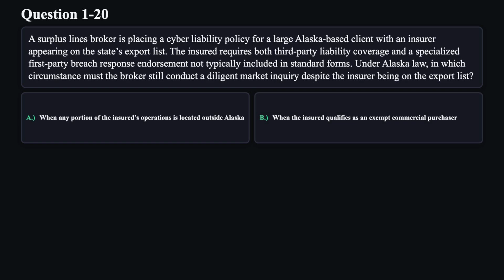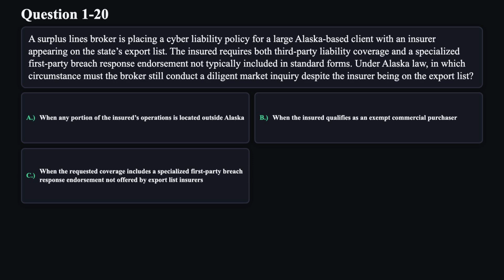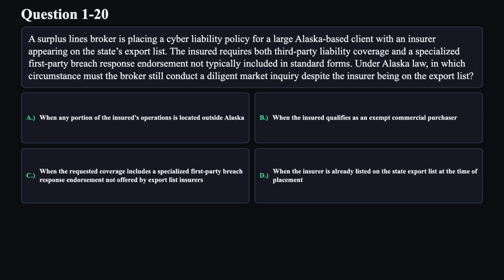B. When the insured qualifies as an exempt commercial purchaser. C. When the requested coverage includes a specialized first-party breach response endorsement not offered by export list insurers. D. When the insurer is already listed on the state export list at the time of placement.